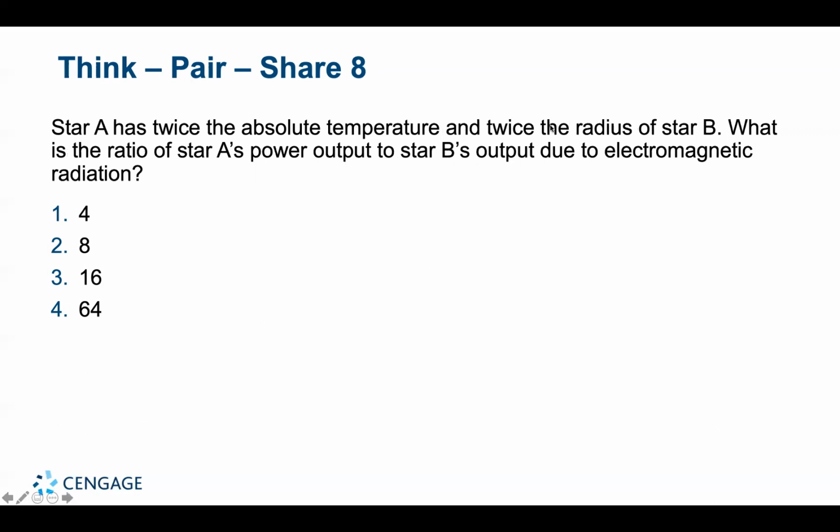Here star A has twice the absolute temperature and twice the radius of star B. What is the ratio of star A's power output to star B's power output due to electromagnetic radiation? The answer is 64. When a star has both twice the radius and twice the absolute temperature of star B, if you just use Stefan's law, take the ratio and do some simplification, you'll find that the answer is 64.